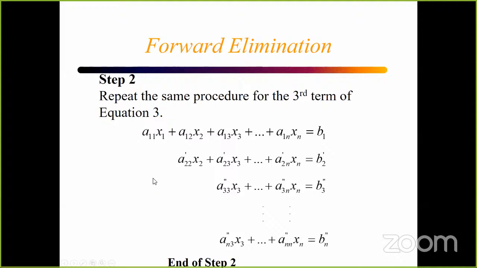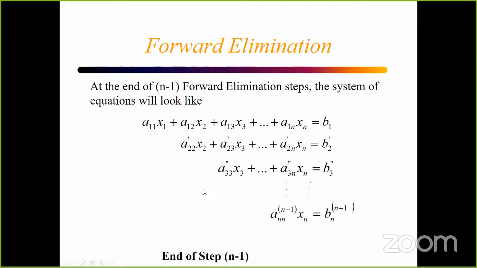Here x1 and x2 are not zero; only the coefficients will reduce to 0. If you go further, you will get a matrix in which only the principal diagonal elements exist, and below the principal diagonal the coefficients have 0 values. What do you expect at the end of the n minus 1 forward elimination steps? The system of equations will look like this: ann to the power of n minus 1 times xn must be equal to bn to the power of n minus 1.